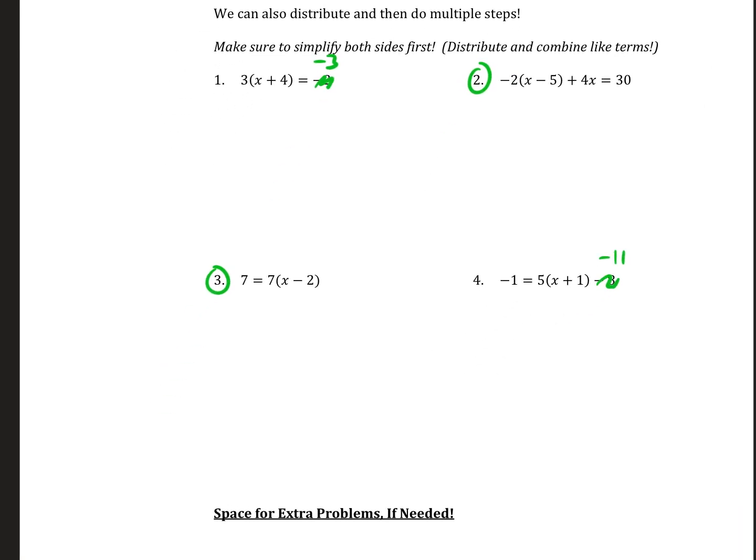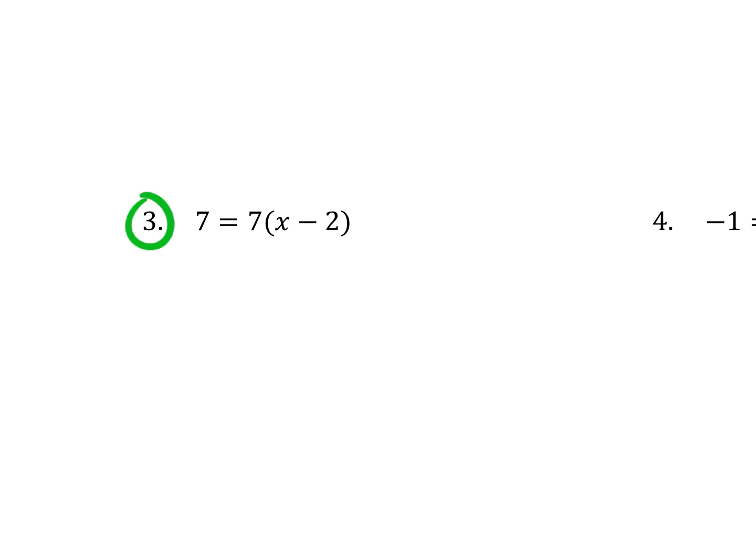All right, number 3. So distribution is usually when you have something in parentheses and something outside the parentheses that needs to be multiplied by that. Anything to distribute here? We have a 7, so we're going to distribute the 7 to the x. So we have 7 equals, what's 7 times x? 7x. And 7 times negative 2? Negative 14.